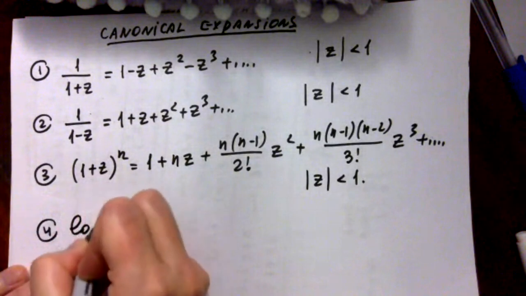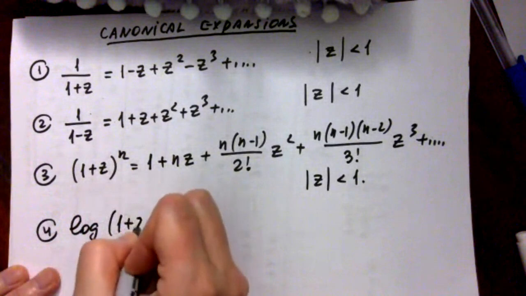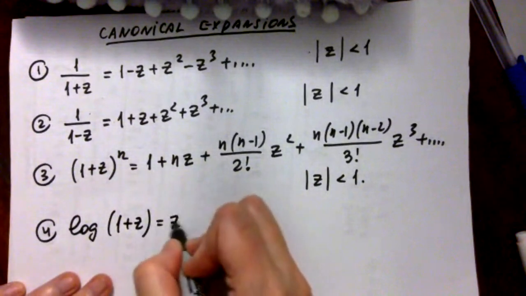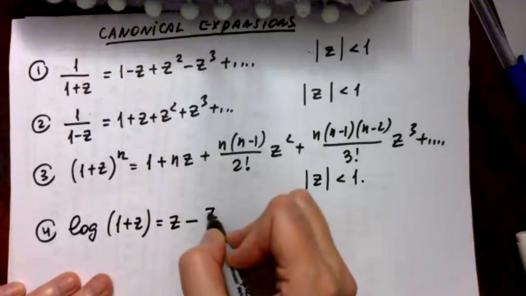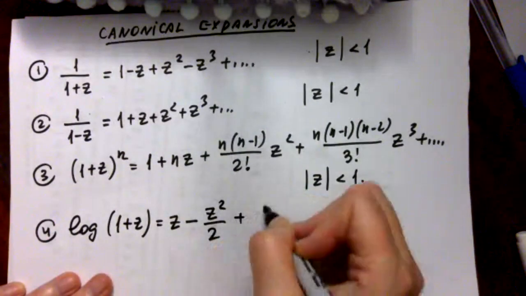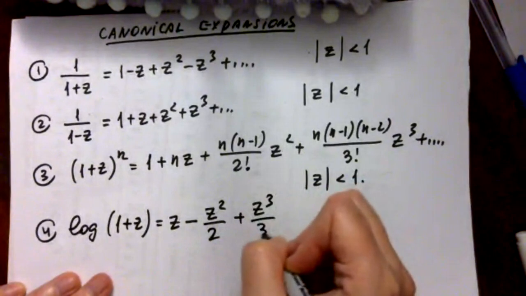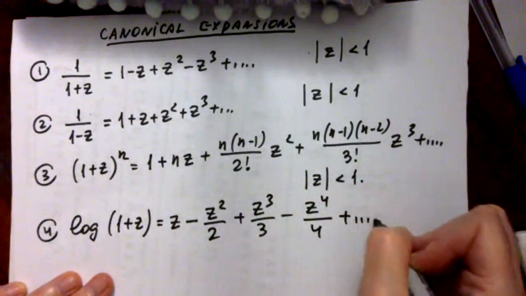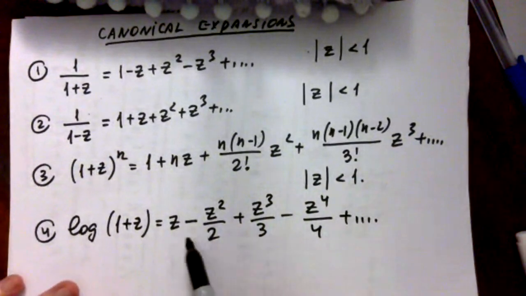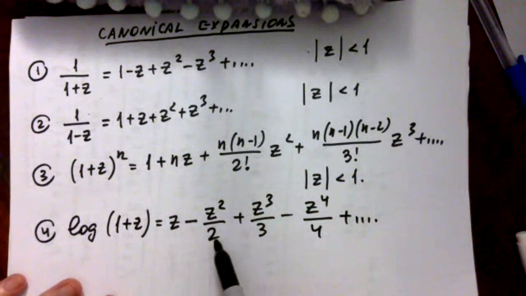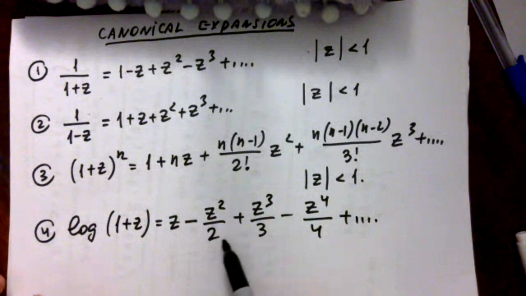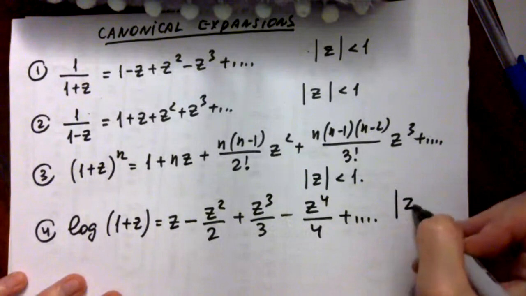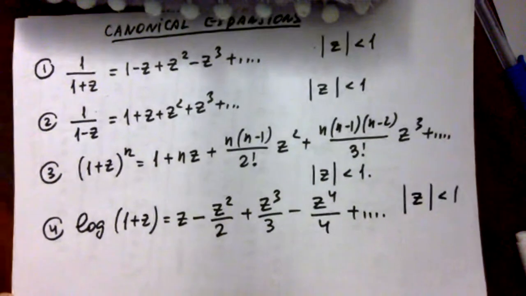Next one we have the logarithm. Logarithm of the same expression, 1 plus z. It will be z minus z squared divided by 2 plus z cubed divided by 3 minus z to the power 4 divided by 4, and plus so on. Maybe that's enough for you to see the pattern. Look at this. It's not factorials. It's just numbers 2, 3, 4. I'm not making any mistakes. It's just not factorial. And the region of convergence is the same.